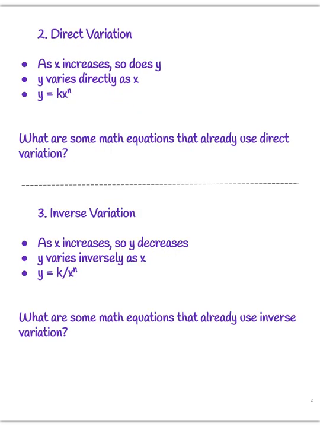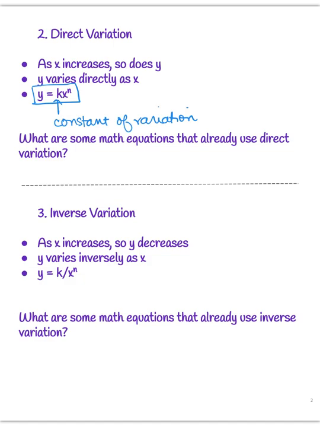So we're going to learn something called direct variation. It's actually probably one of the easiest lessons that we'll learn all year. So the idea is that as x increases, so does y. Y varies directly as x. And the formula is just y equals some constant k, which is called the constant of variation, times x to a power.